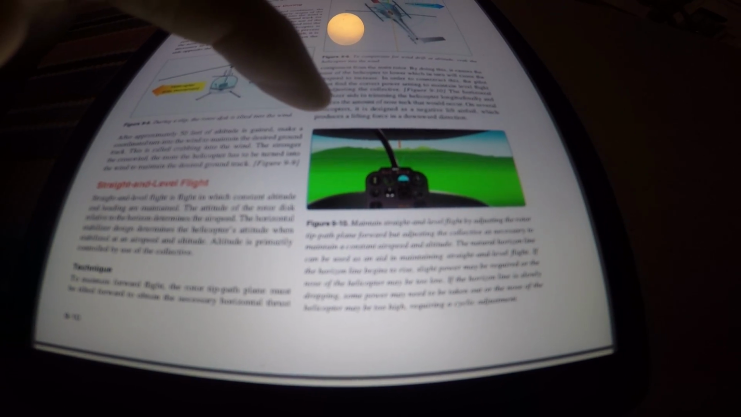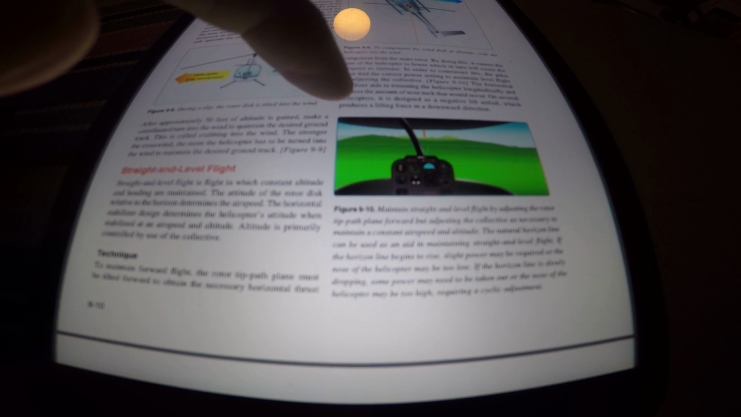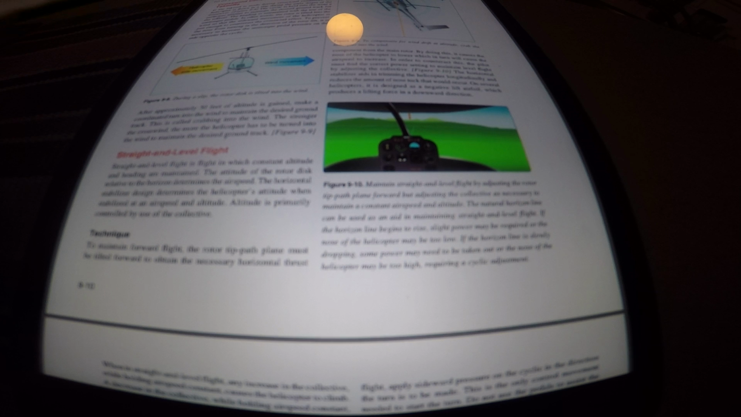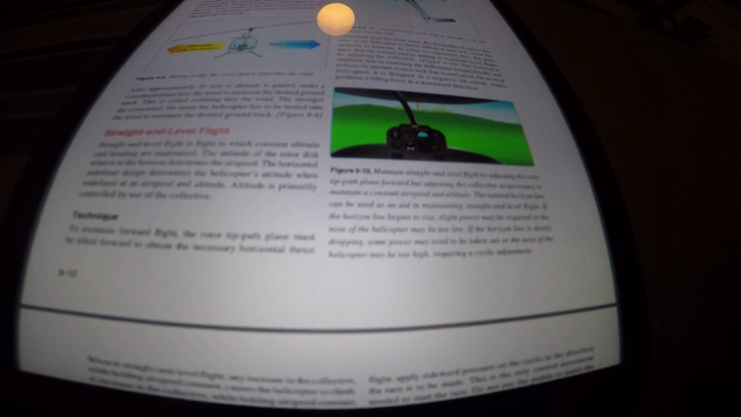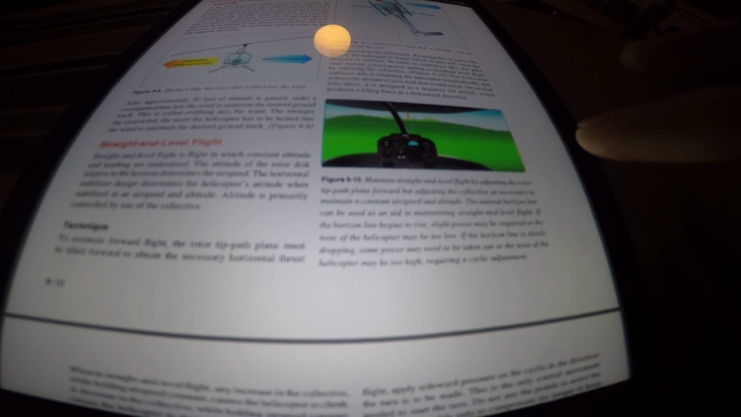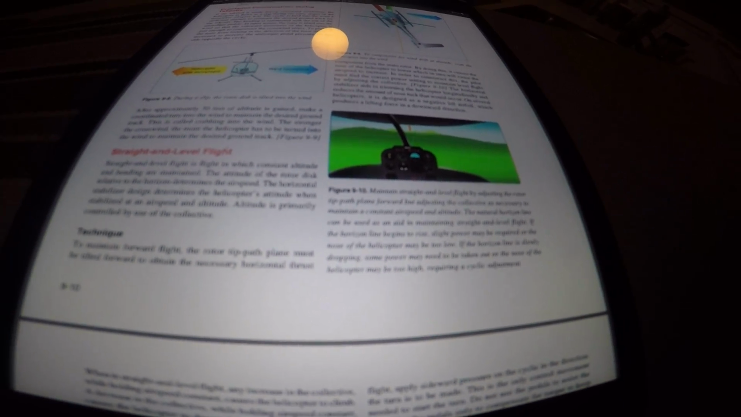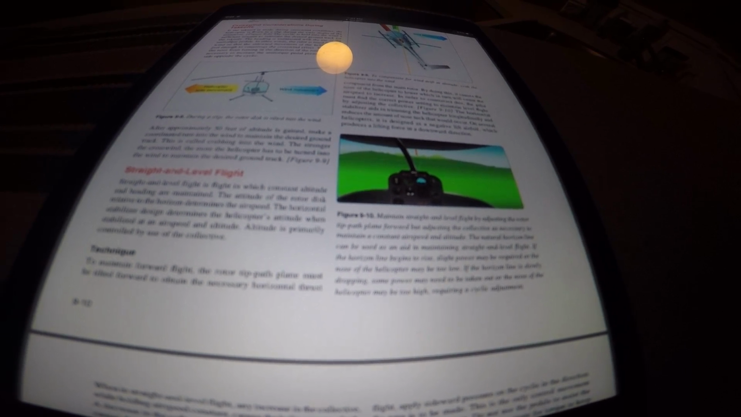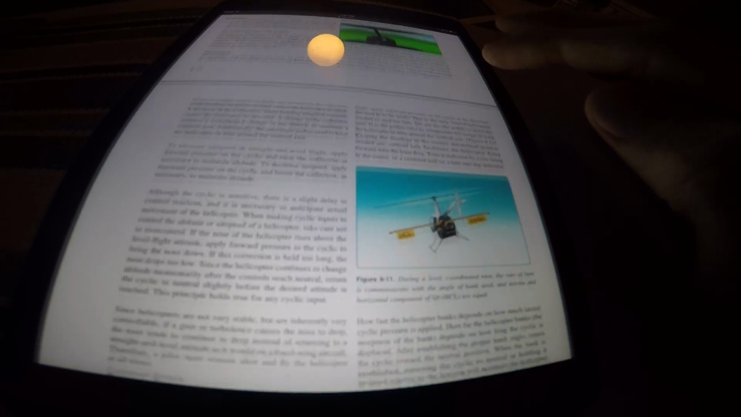The natural horizon line can be used as an aid in maintaining straight and level flight. If the horizon line begins to rise, slight power may be required or the nose of the helicopter may be too low. If the horizon line is slowly dropping, some power may need to be taken out or the nose of the helicopter may be too high, requiring cyclic adjustment.